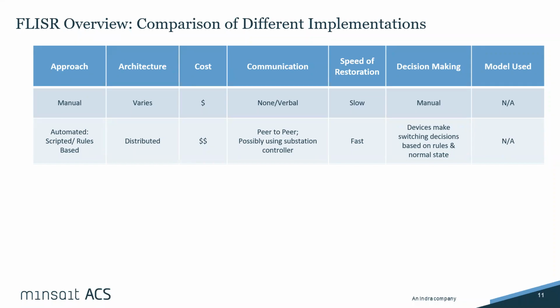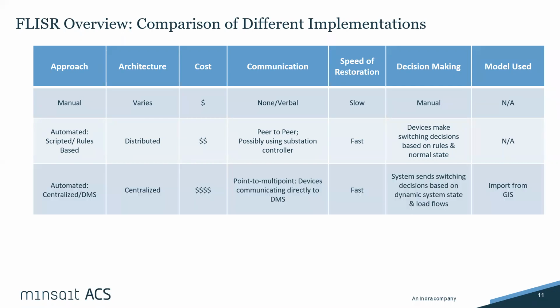So you are not using a model, but you're limited on how many different iterations you can handle, because it all starts from a normal state, and as you get to more complex schemes, it just breaks down as far as how much you can do as a rules-based system. So then you start to get a lot more sophisticated, and this would be an automated approach using centralized DMS or ADMS, and you are getting your model.